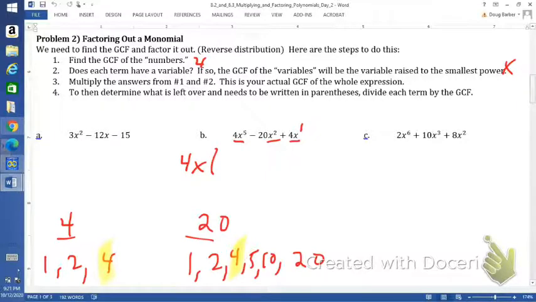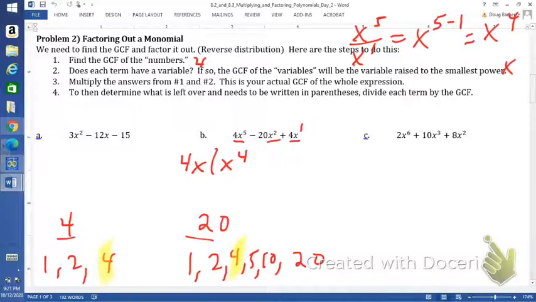To then determine what is left over and needs to be written in parentheses, divide each term by 4x, the greatest common factor. So we have 4x to the 5th divided by 4x. Divide the coefficients: 4 divided by 4 gives me 1. And then x to the 5th divided by x to the 1st. Remember, when we divide powers with the same base, you subtract the exponents. So x to the 5 minus 1 is x to the 4th. So 1x to the 4th, or x to the 4th.